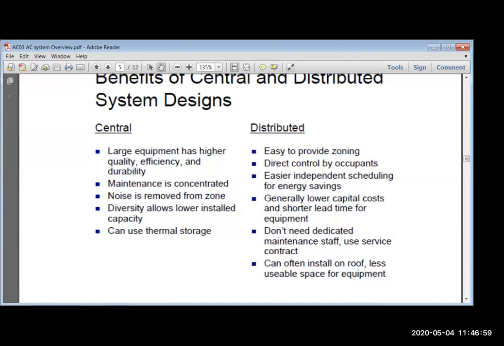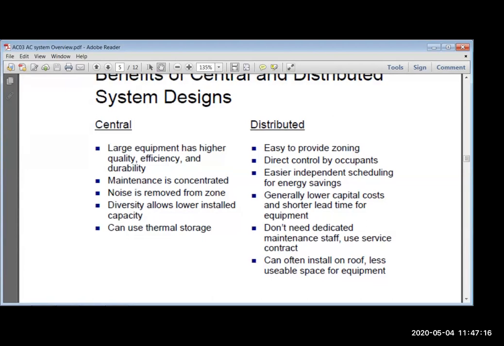like this. Large equipment have high quality appearance in durability, maintenance concentrated noise removed from zone, the area allows low installed capacity, value from solid, easy to provide zone. So very fast speed and very special accent.